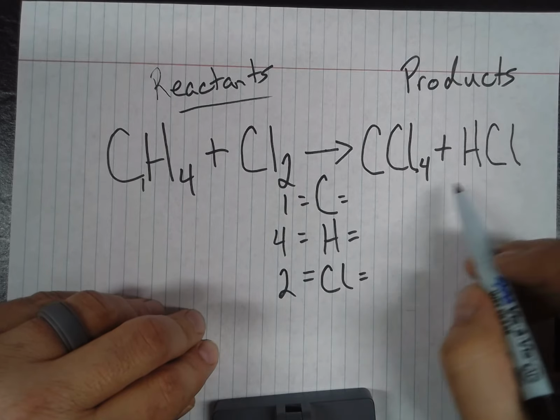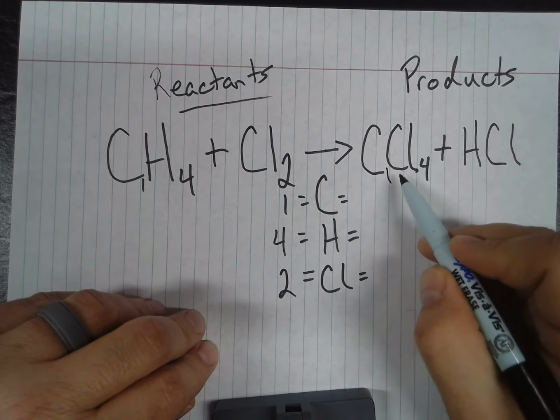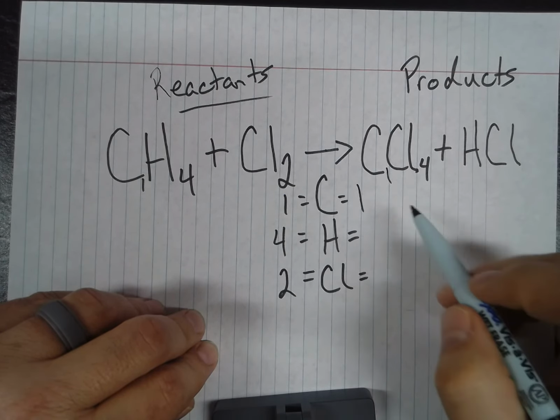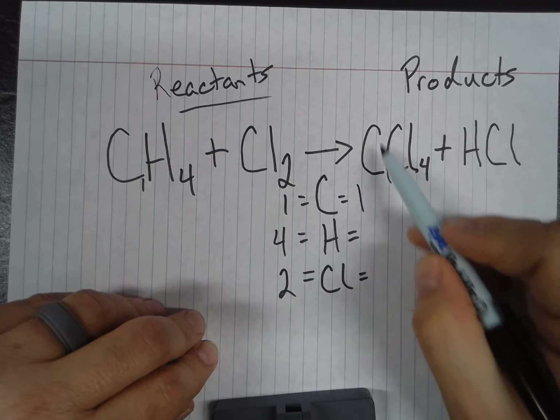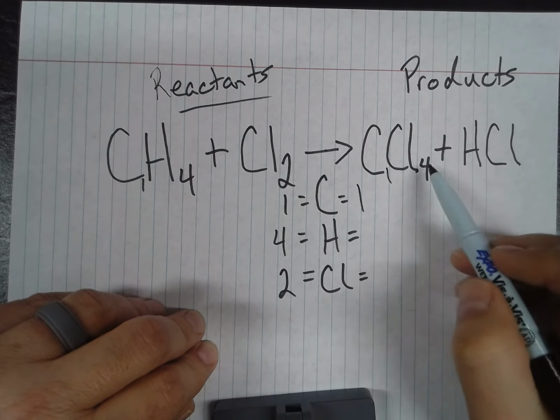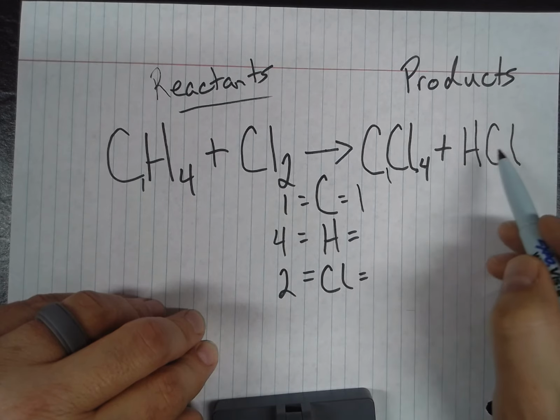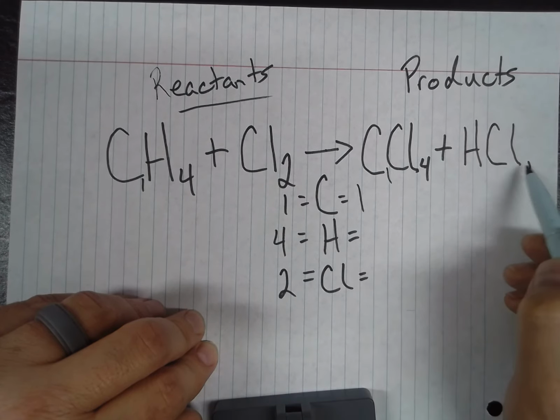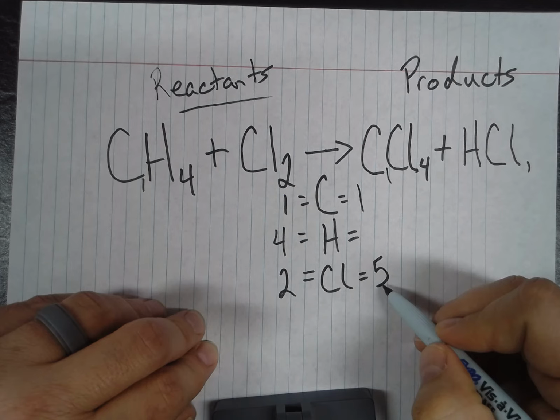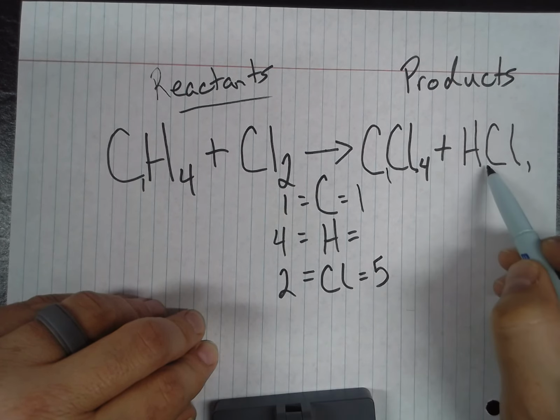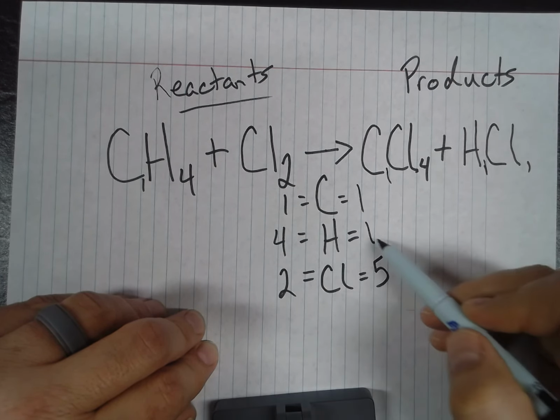I move over to the product. I have an invisible 1 here, so 1 atom of carbon. This is chlorine right here, capital C, lowercase l. There are 4 here, but look, you have another one here, so I have a total of 5. And then if I look at hydrogen, again, it's a subscript of 1.